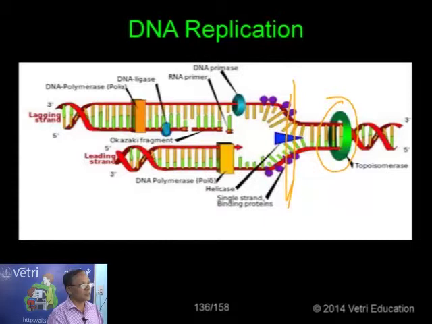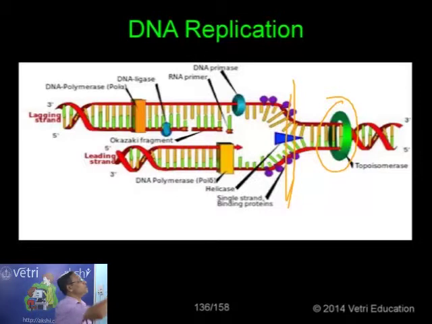That means it relieves the tension on the DNA double helix while the helicase enzyme is unwinding the two strands. So it's responsible for relaxing the supercoiling ahead of the replication fork, while the helicase enzyme is unwinding the two strands by breaking the hydrogen bonds.